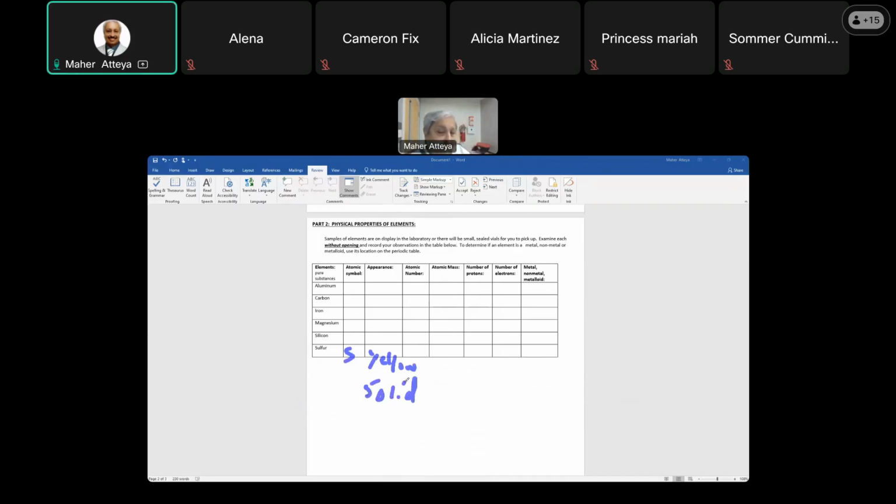Okay. Atomic number, what's the atomic number of sulfur? Where is it? It's here. Group number 16 or group number 6A, underneath oxygen. And the atomic number of sulfur, as you can see, how much is it? 16. So I'll write 16 here. Atomic mass, how much is it?